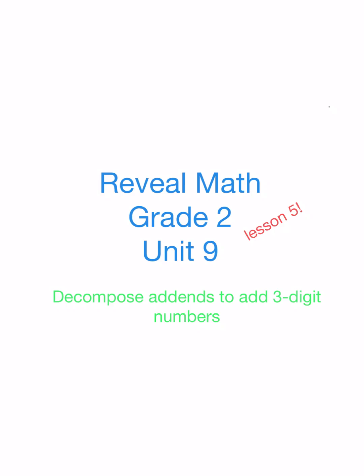Hi folks, today we're going to look at Reveal Math Grade 2 Unit 9 Lesson 5, Decomposing Addends to Add 3-Digit Numbers. My usual disclaimer, I don't work for Reveal Math or for anyone's school district.